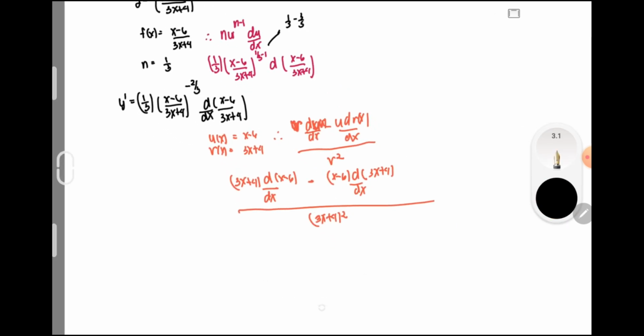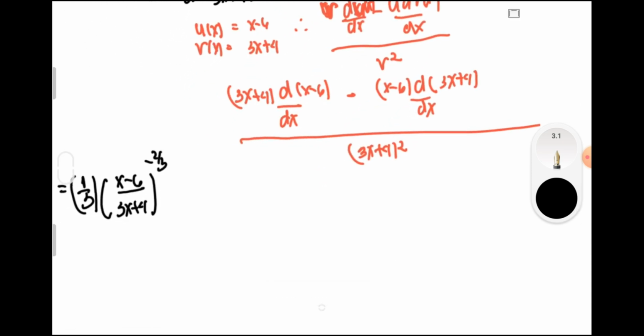Okay, by further manipulation of this equation, we'll have a value equal to 1/3. Substitute muna, 1/3 multiplied by x minus 6 all over 3x plus 4 raised to negative 2/3. So for this one, I'll put a bracket: the 3x plus 4 multiplied by the derivative of x minus 6, which is the derivative of x equals 1, and the derivative of 6 is 0.